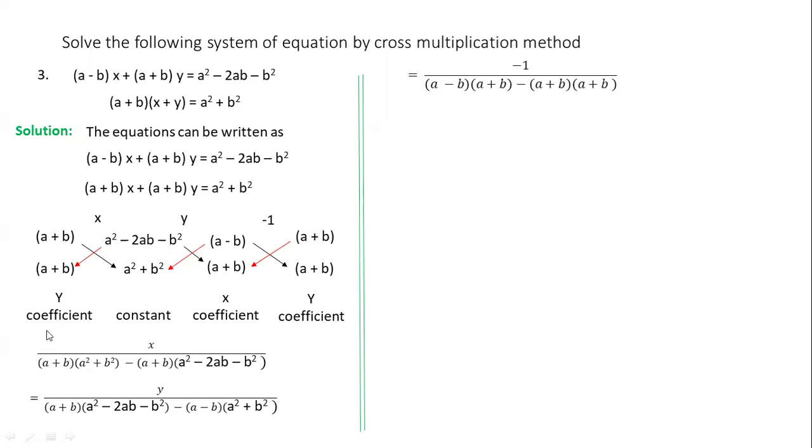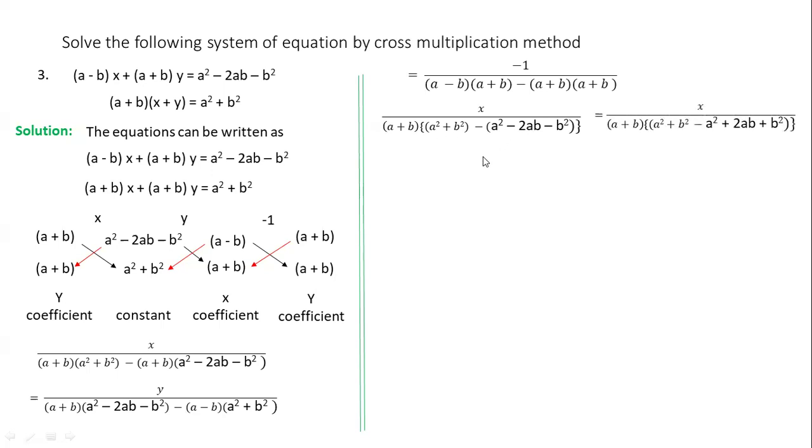Now let's simplify each one of them. X. Now here, see what I have done. A plus b is here, a plus b is here also, so let us take it out as common. Once you take out a plus b common from here, what is left? A square plus b square. So I've written the first term a square plus b square. And in the second one, again a plus b is taken out common, so a square minus 2ab minus b square is left in the third.